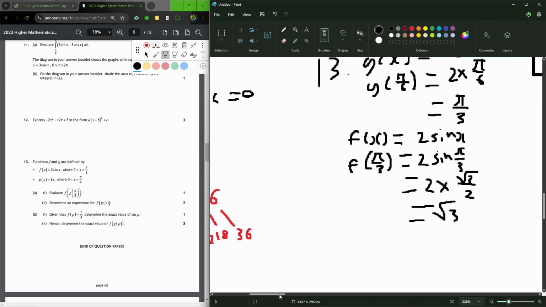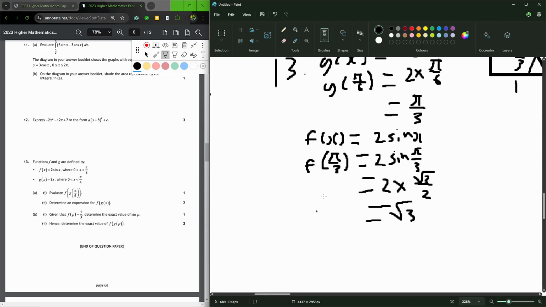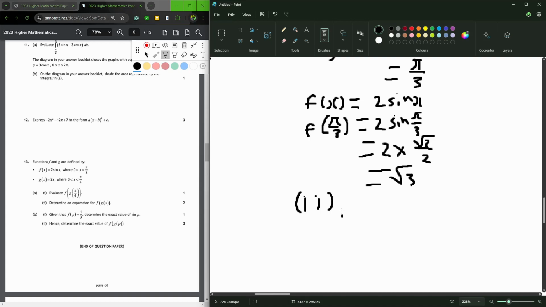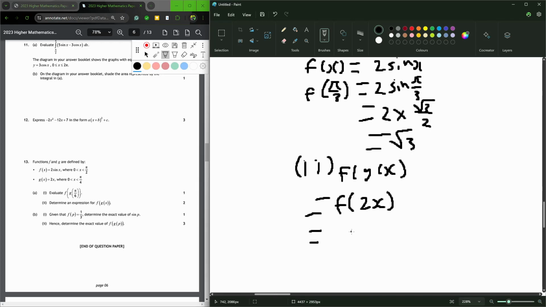Right, and then we need to determine an expression for this combination function here. So when we do that, I'm going to say f(g(x)) equals f of 2x, which then equals 2 sine 2x, and there we are. It's not that horrifically complicated.